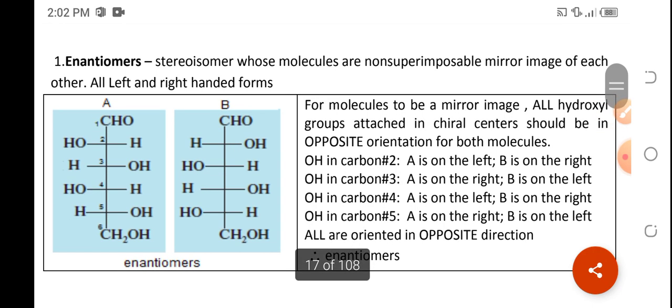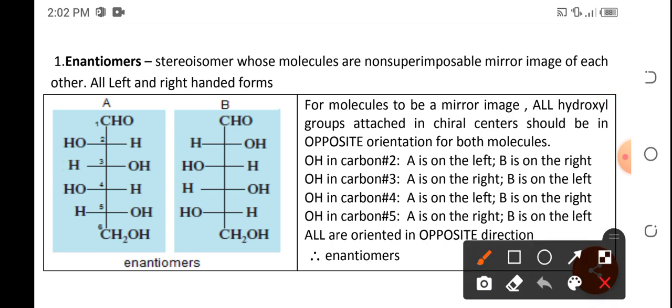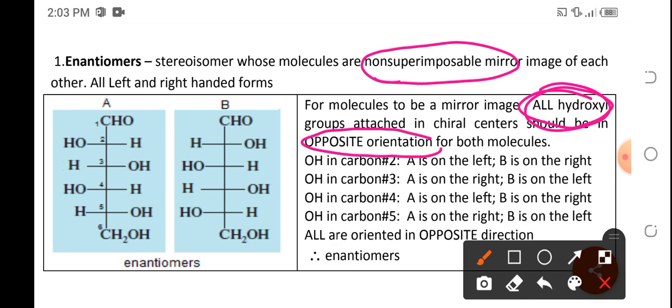Paano mo maklasify na enantiomer ang dalawang molecule? If they possess non-superimposable images. Paano natin masasabi na non-superimposable image ang isang molecule? We have to consider the chiral centers of that molecule, and all the hydroxyl groups should be oriented in opposite direction. So they should have opposite orientation in space. Paano opposite? Okay? So tignan natin. We have 4 chiral centers here on molecule A, and molecule B is actually similar to molecule A. If you're going to count, molecule A will have 6 carbon atoms.